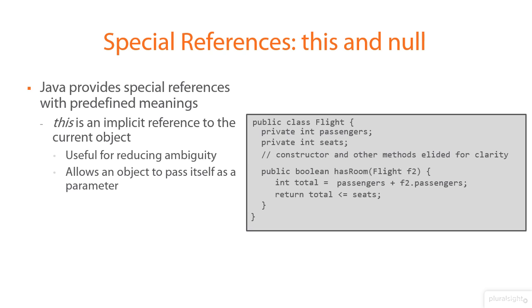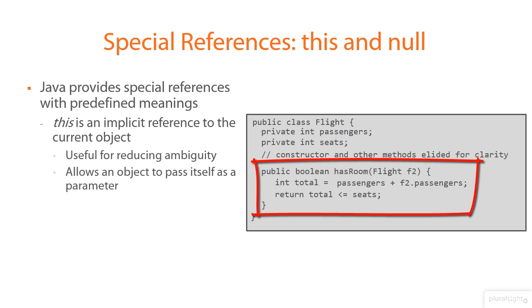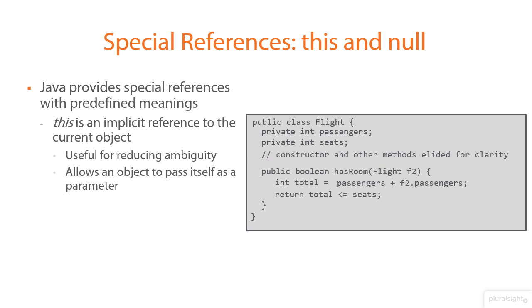Remember that we have our flight class, and we have that method we just wrote called hasRoom. The hasRoom method uses data from the current instance, and it also uses data from an instance passed in, f2. So we have our f2.passengers, which refers to the passengers of the instance passed in, and then our other passengers refers to the current instance's passengers. This is completely valid the way we have it written. But if we wanted to make it more explicit that we were referring to the current instance's passengers, we could put this in front of the passengers on the left, saying that we're referring to this one inside of the current instance. So it allows us to get rid of that ambiguity and make our code more clear.